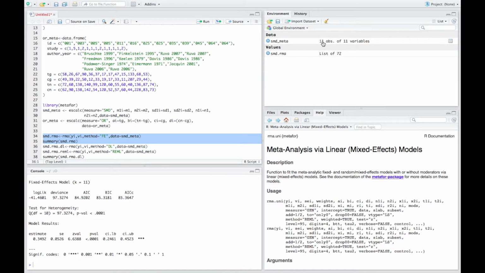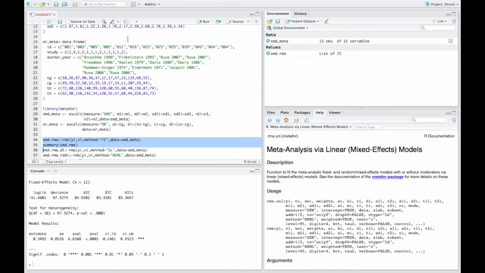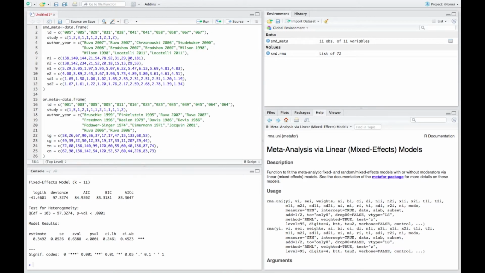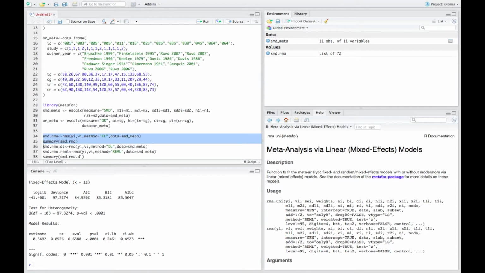observations. And if I went through this original data frame creation code and counted, I'd probably want to confirm that there are in fact 11 studies. This is a good thing to check just to make sure that your data is correct, that your model ran properly, and that there aren't any problems.